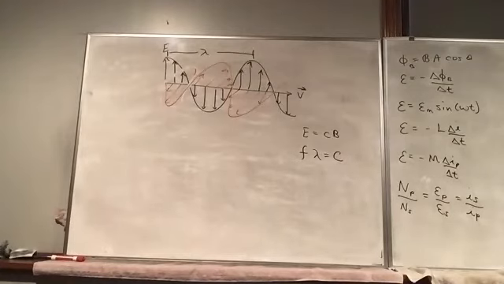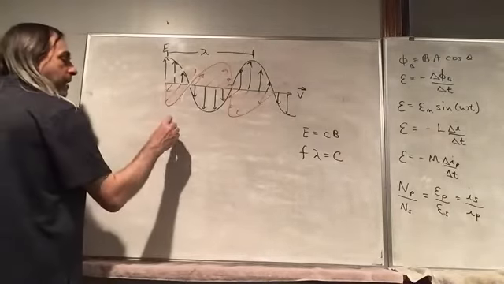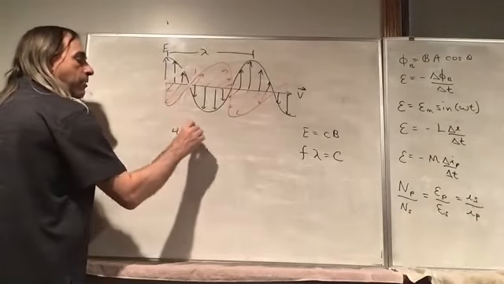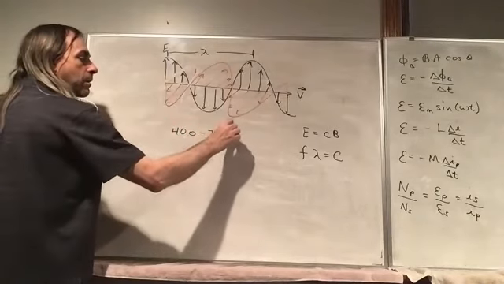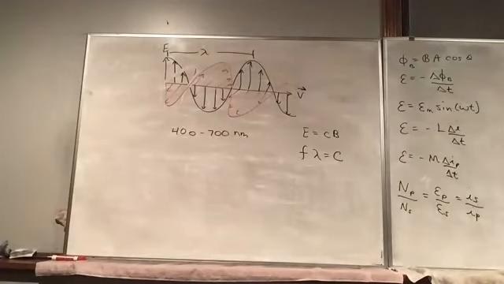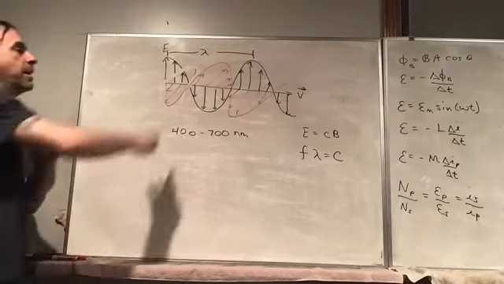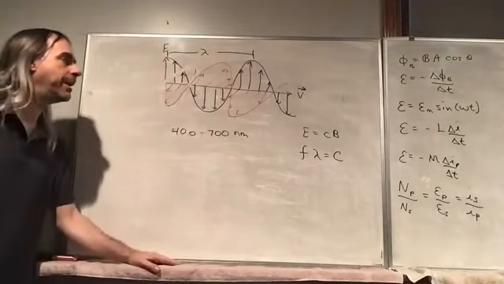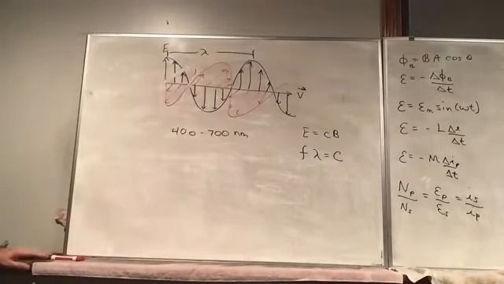Now, visible light is typically around 400 to 700 nanometers. So again, you look at the frequency range for that. It's somewhere around 10 to the 14 power hertz. So these waves are oscillating extremely rapidly for electromagnetic waves.